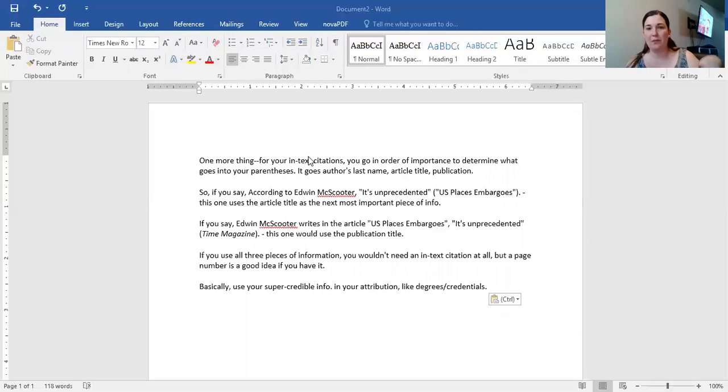Put your super credible info in your attribution. So if your author is affiliated with a university or a particular department or a professional organization, mention that in your attribution, your lead into your quote. It makes you look super credible, and it shows that your sources are really good.